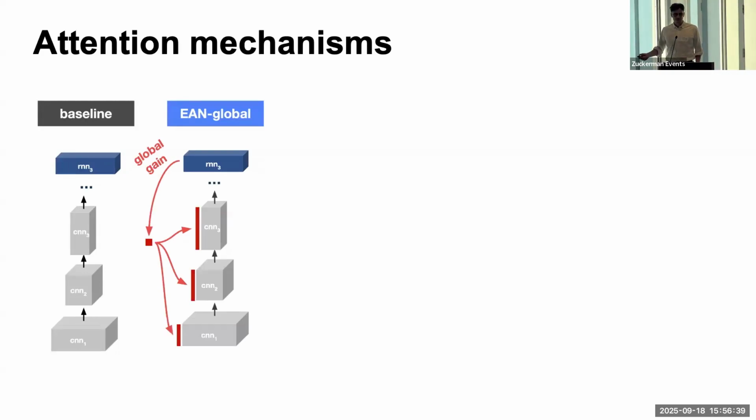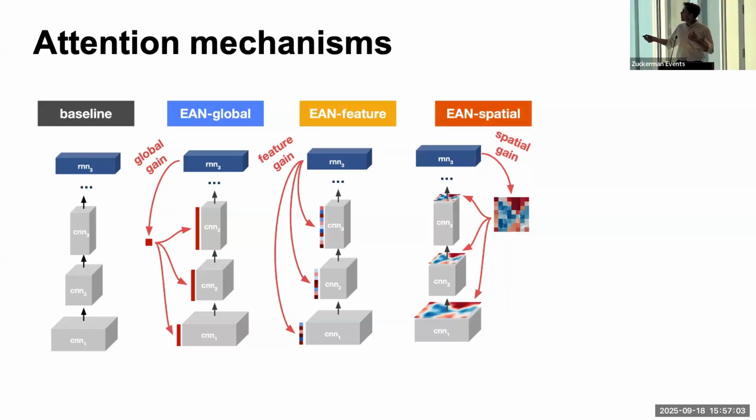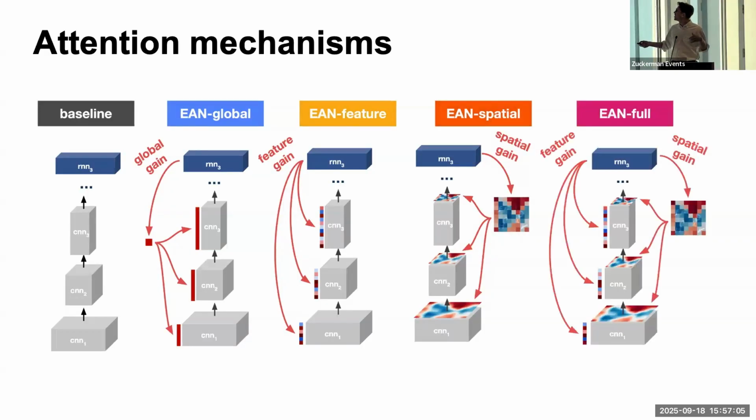EN Global implements what classical cognitive scientists would call temporal attention or arousal, where the attentional controller predicts one value that upregulates or downregulates the visual hierarchy on each time step. EN Feature predicts feature gain vectors that modulate the convolutional layers along the channel dimension. EN Spatial modulates spatial locations. And then EN Full is the most complex, combining both feature and spatial gain.